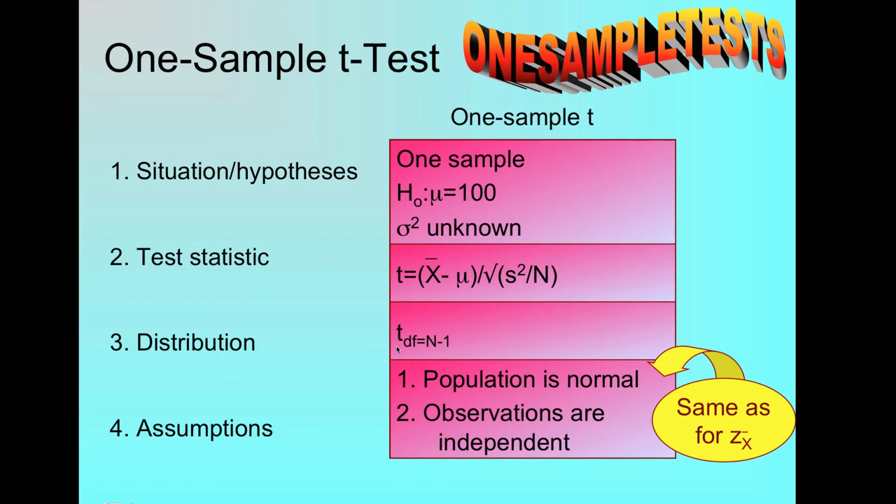The distribution for T I will illustrate for you on the next slide, but this is how it's defined. T with degrees of freedom, that's what df is, degrees of freedom, equals n minus 1. So the overall number in your sample minus 1. And the assumptions for the T distribution are the same as for the Z distribution.